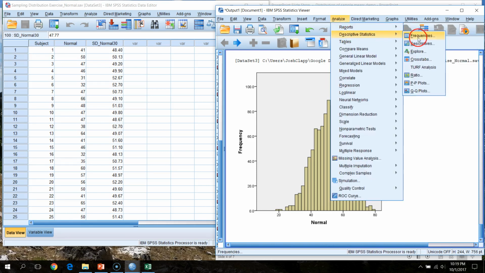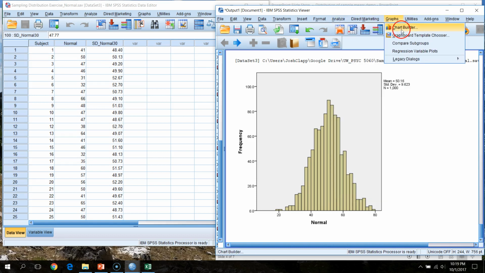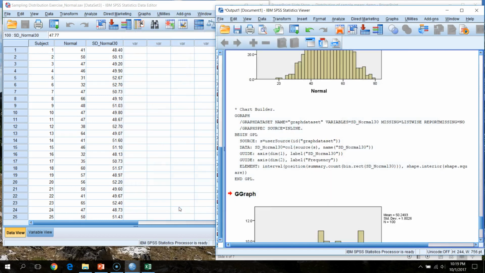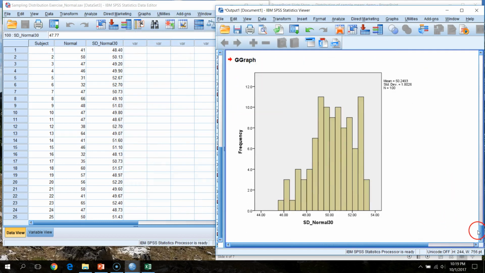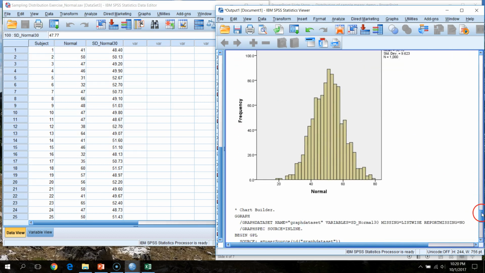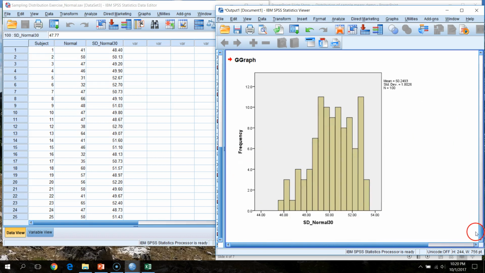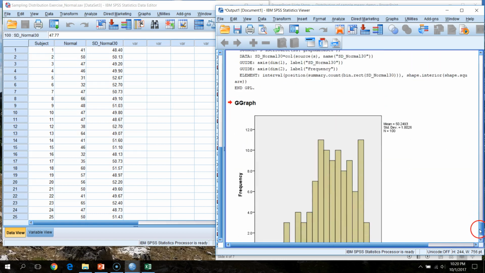What I'm going to do now is look at my distribution of the 100 random sets of 30, my sampling distribution, and we see that my population distribution has a mean of 50.16. We see that my sampling distribution has a mean, or my expected value of the mean, of 50.25. So we're very, very close.